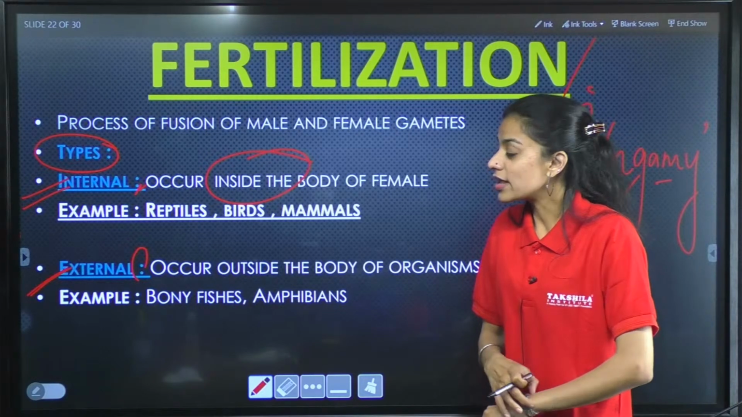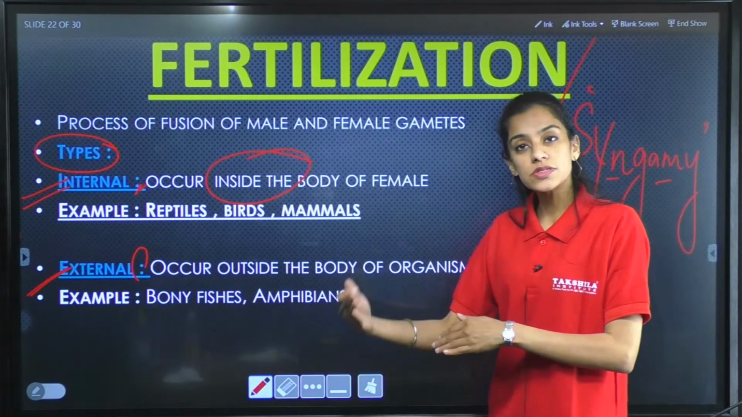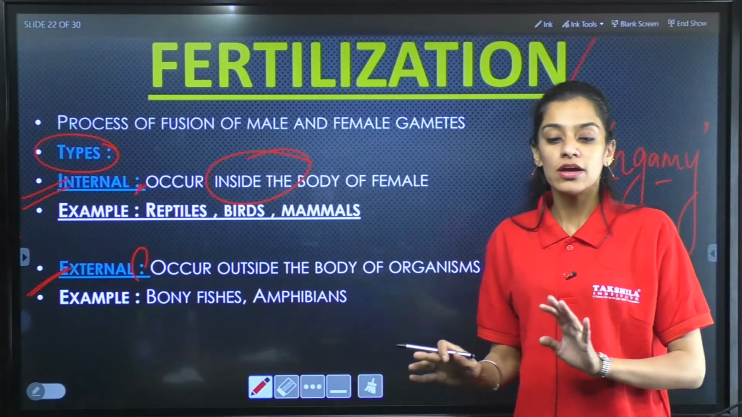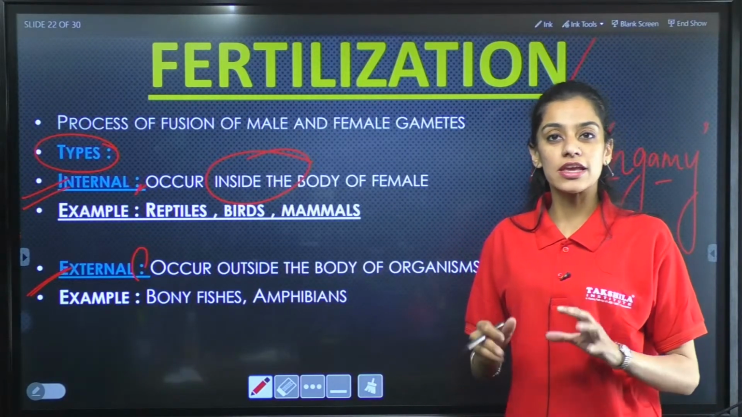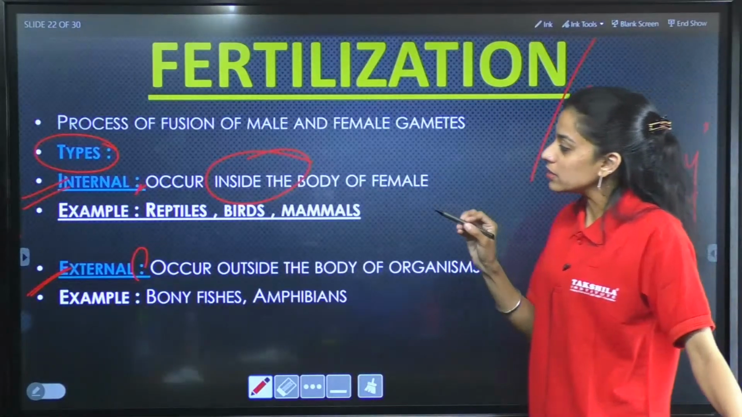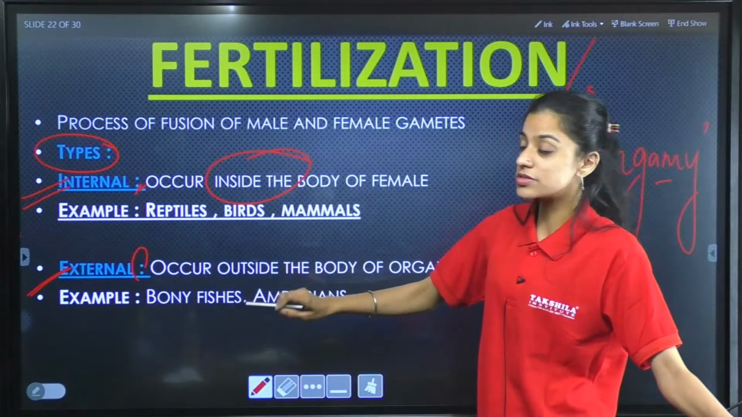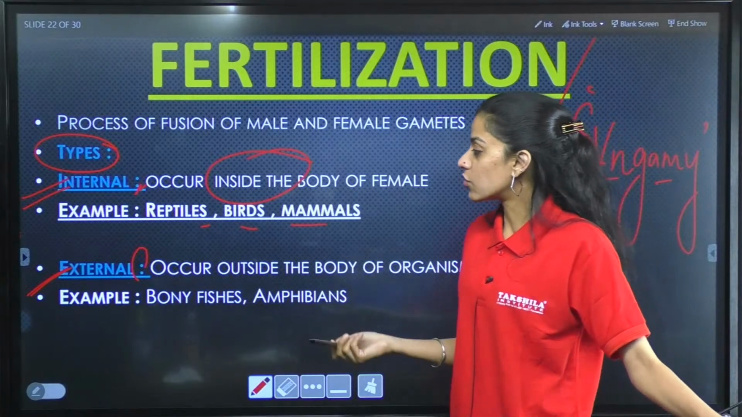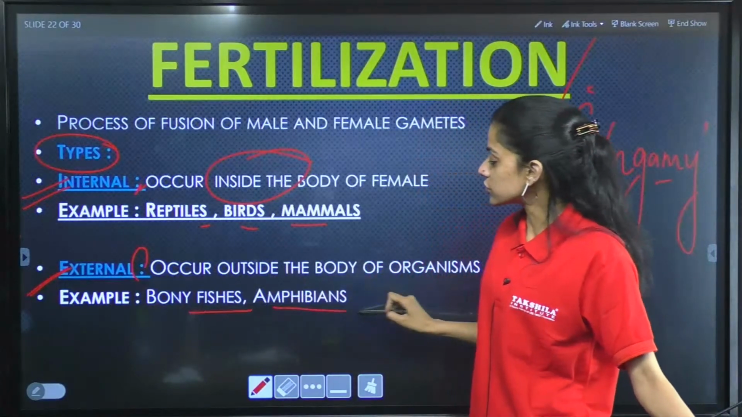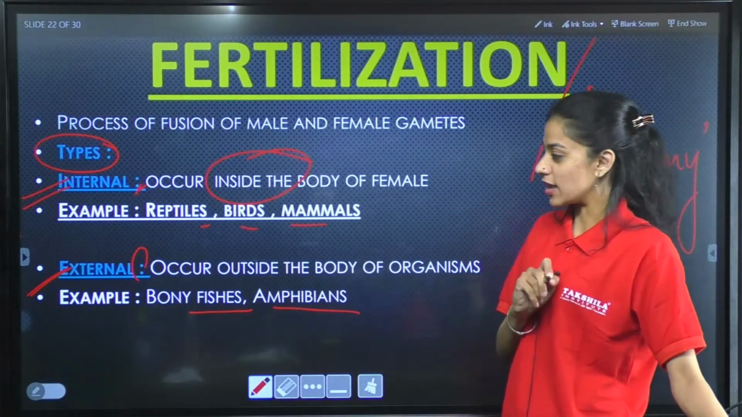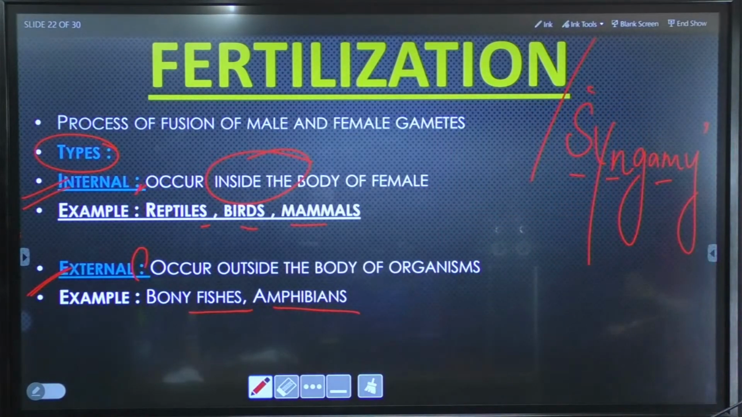And now external: if it is going to take place outside the body of the parent, that means none of the parents has the fertilization process taking place inside the body. So that is external fertilization. If we talk about internal, the examples are reptiles, birds and mammals. And if we talk about external, we have the bony fishes and the amphibians. So bony fishes and amphibians have external fertilization.